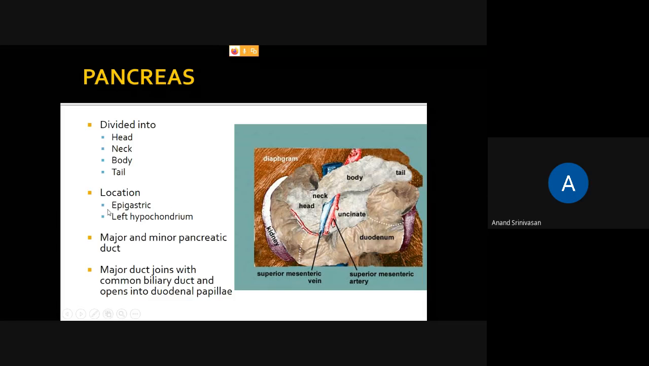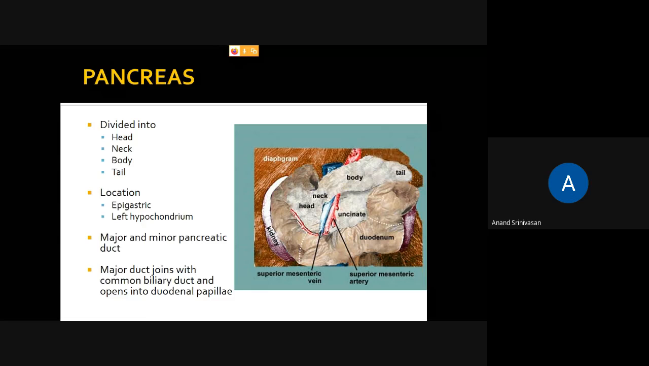It is located almost in the same location as the stomach, epigastric and left hypochondrium, but not in the umbilical region. The pancreas secretes enzymes, and these enzymes open into the second part of the duodenum through the major and minor pancreatic duct. Both of them open into the second part of the duodenum, where they pour the pancreatic contents.